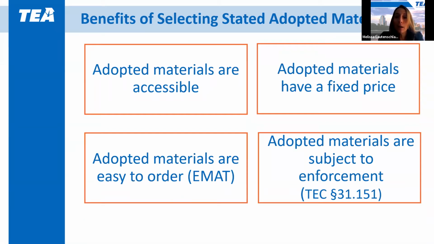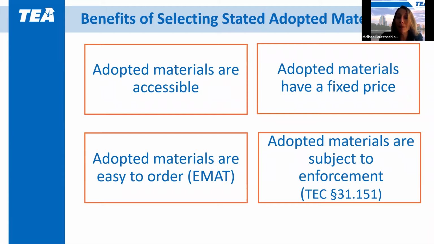And then the last part that I want to call out as a benefit of selecting state adopted materials is that adopted materials are subject to enforcement. What that means is that under Texas Education Code, the State Board of Education is authorized to impose penalties if publishers don't meet these needs. So they can receive penalties if offering instructional materials in Texas at a higher price than offered to any other public entity or state, and that's for materials listed on the official bid list.